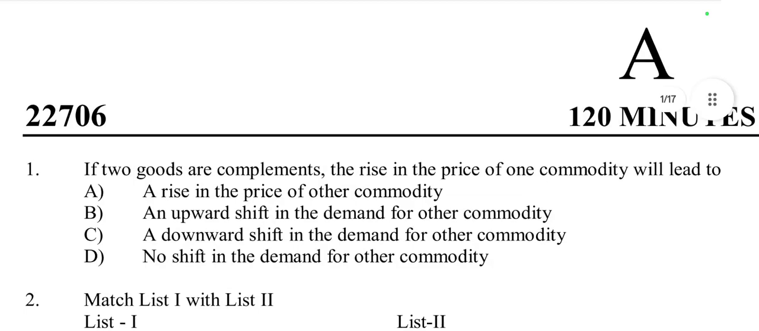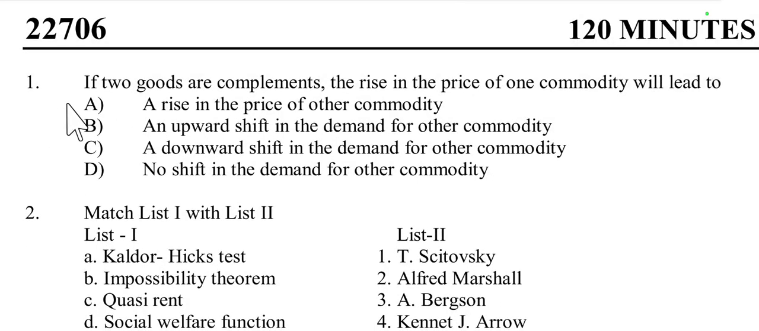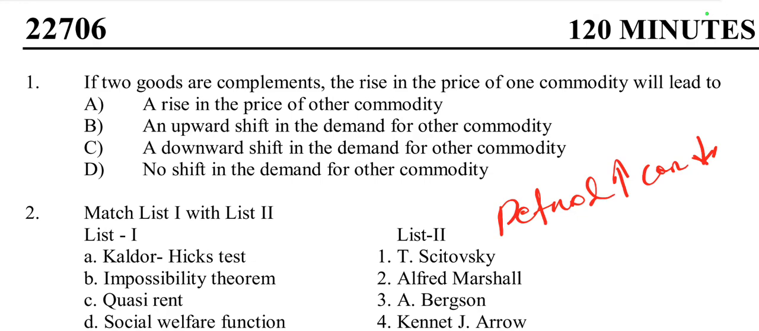So this is the first question of today's session. Question 1 is, if two goods are complements, the rise in price of one commodity will lead to. Complementary goods means, we can take the example of car and petrol. So these are complementary goods. If the price of petrol rises, then demand for car decreases, because these are complementary goods.